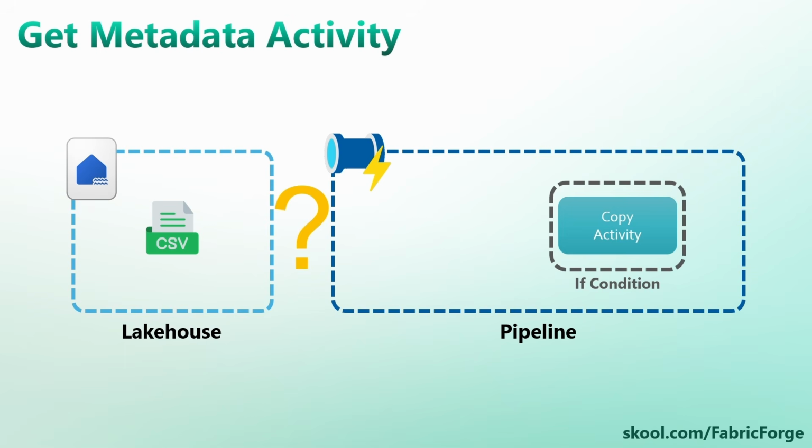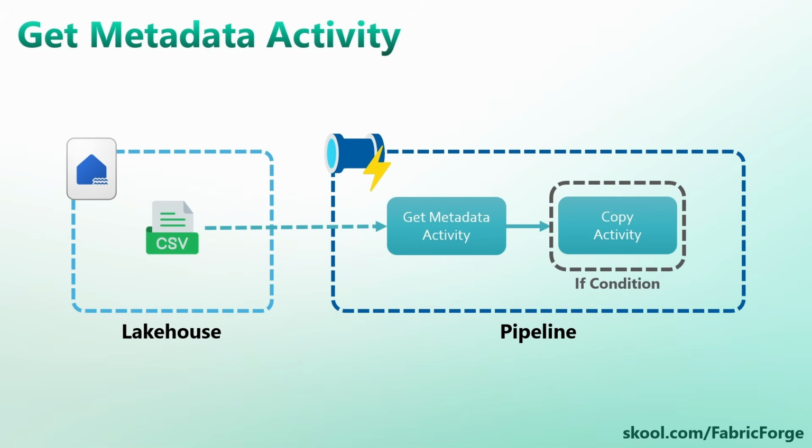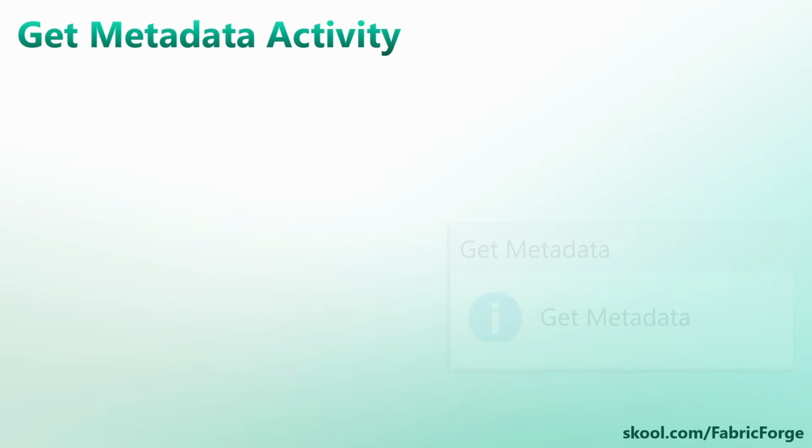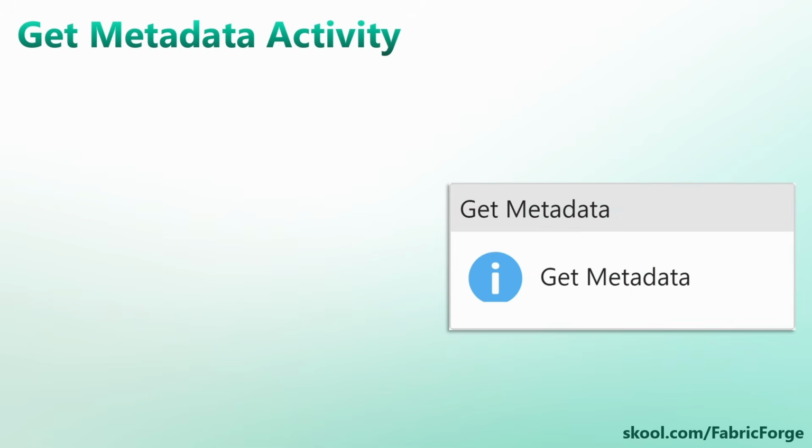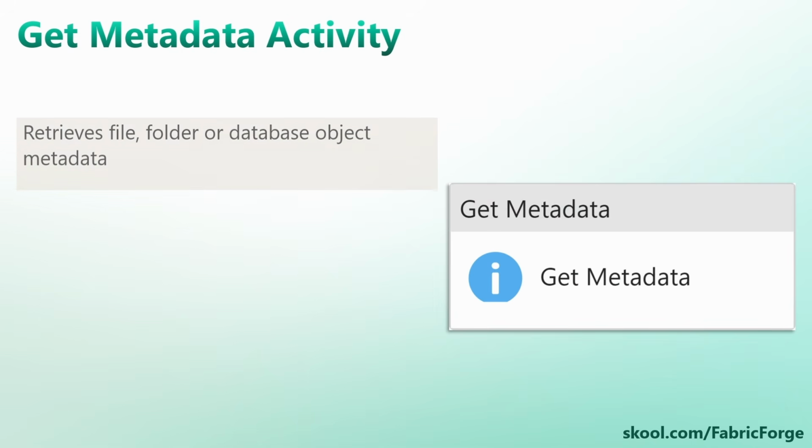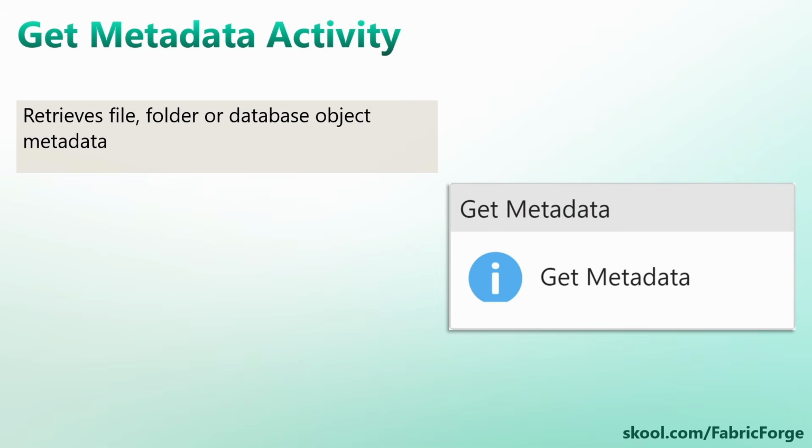Of course, we can use the Get Metadata activity in the pipeline to fetch the last modified timestamp of the CSV file, and then have the logic in our if condition to only run the copy activity if the CSV file has been modified in the last 24 hours. Now let's digest this activity in a bit more detail. This is an activity that retrieves some metadata information about some data object like a file, folder, or database table or view.